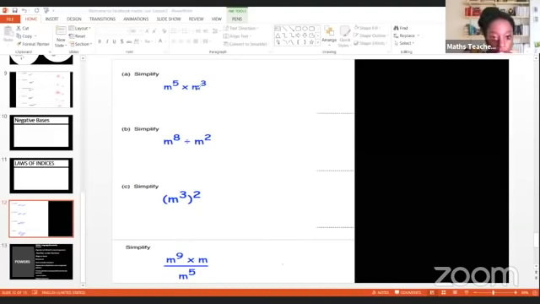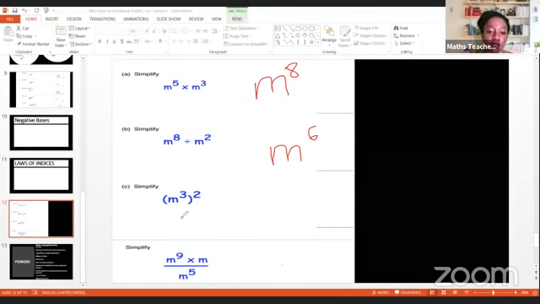5 cubed times m to the power 5 times m to the power 3 would give us m to the power 8. Remember, when you're multiplying, you add the powers. M to the power 8 divided by m to the power 2 will be m to the power 6. Remember, the base numbers don't have to be numbers. It could be base letters. Remember, I said that as well.